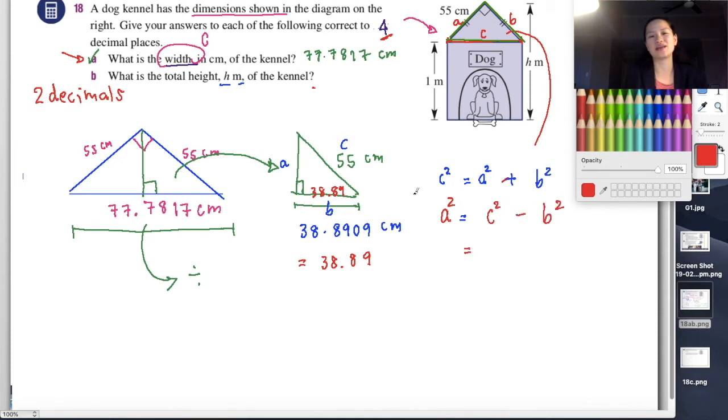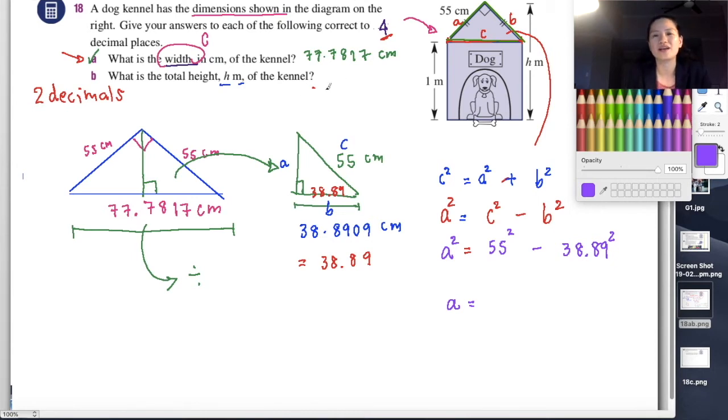So A square equals C square, 55 square, minus B square, 38.89 square. And then you just use your calculator. Well, I use it for you. What I do, I'm going to do 55 square minus 38.89 square. And then when I get the answer, I square root the answer straight away. Okay, so the answer should be, okay, let's find the answer.